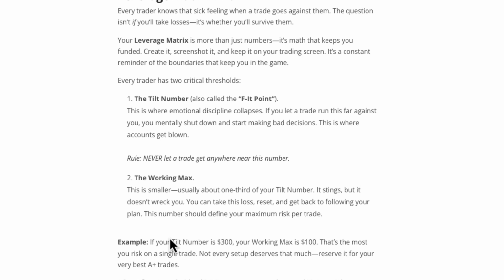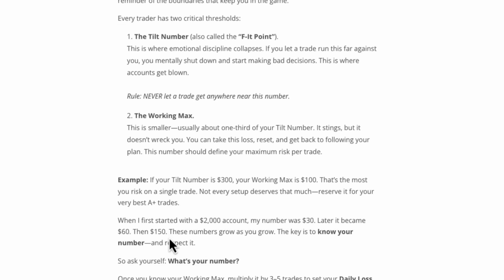This number should define your maximum risk per trade, or per day, depending on how you look at it. What's the effort number for a trade? What's the effort number for your day? We all have different thresholds.